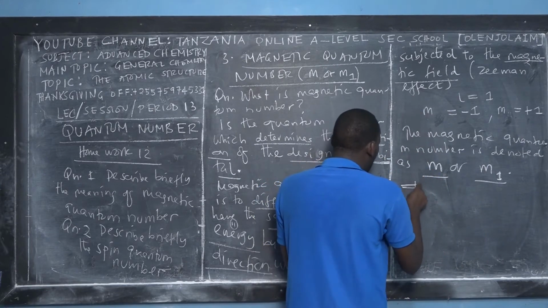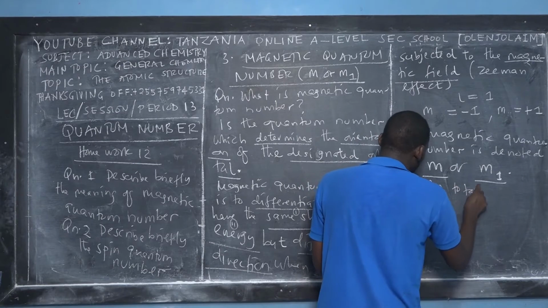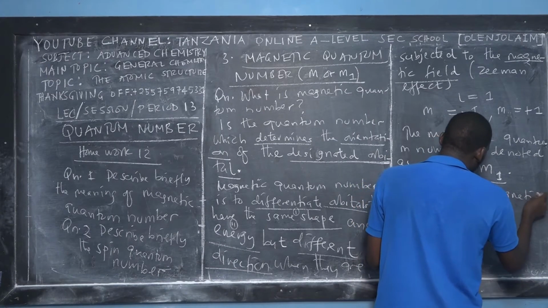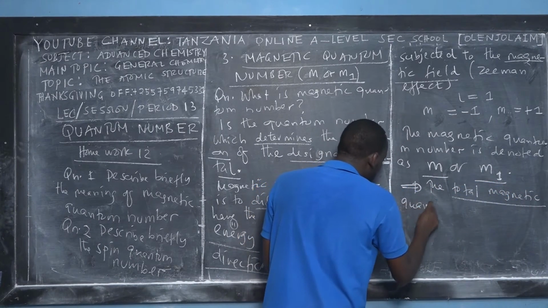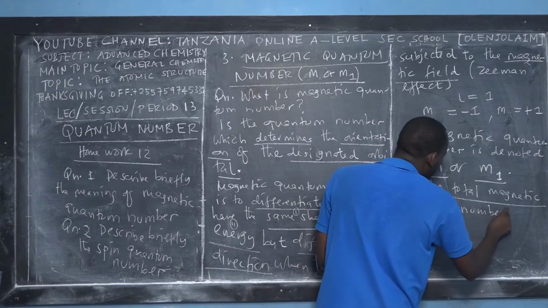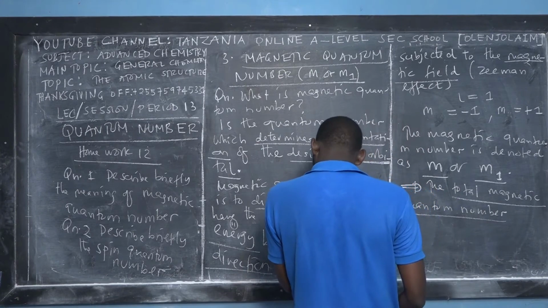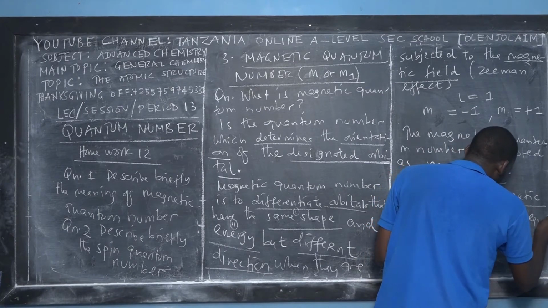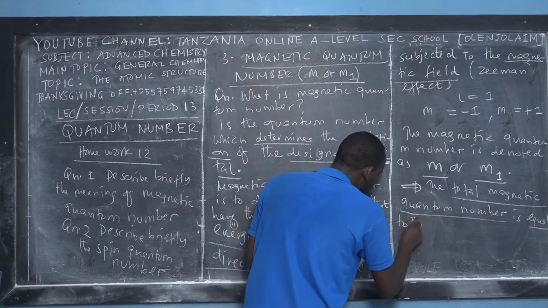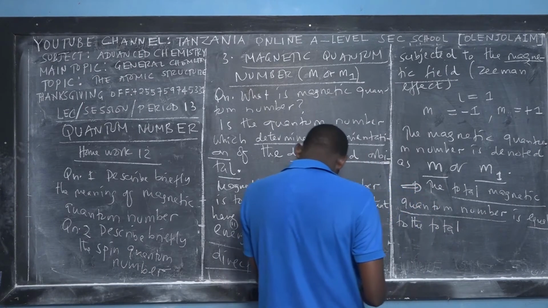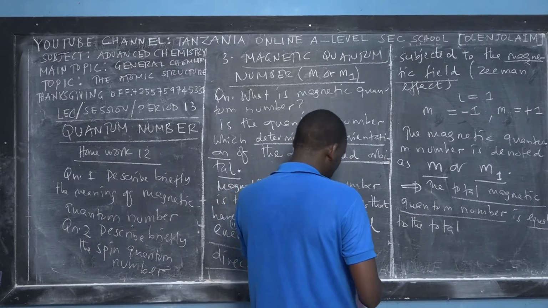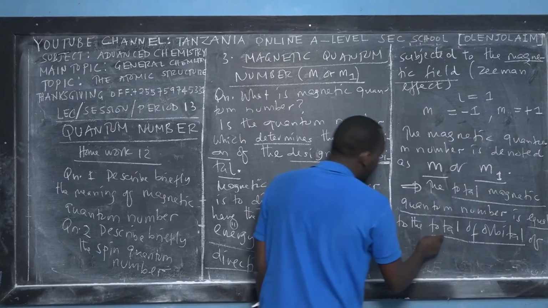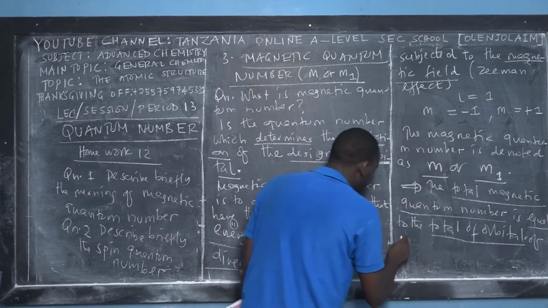So we say another sentence that I would like to make. We say that the total magnetic quantum number is equal to the total number of orbitals of that type. Number of orbitals of that type.